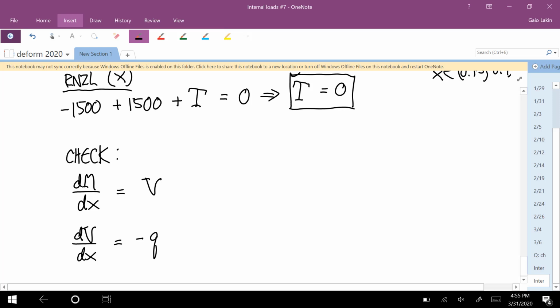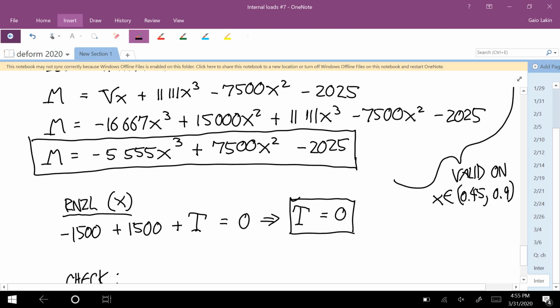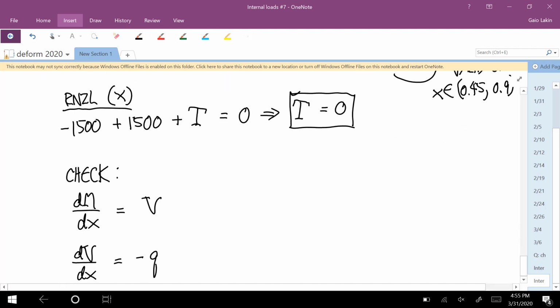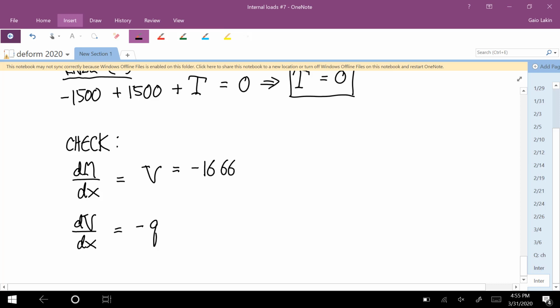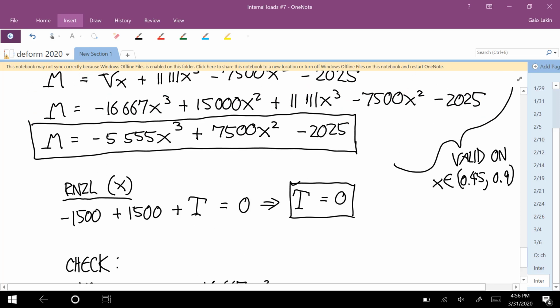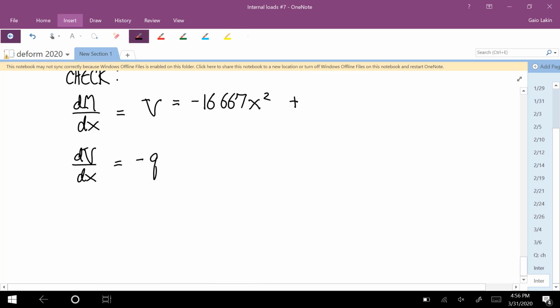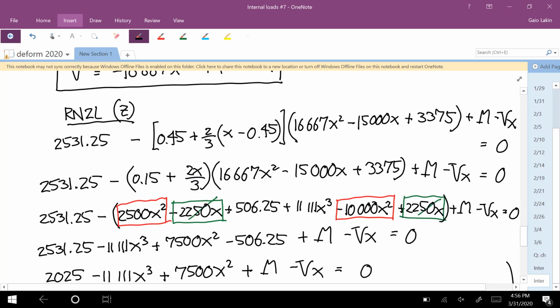Okay, so let's take the derivatives and see if it works out. dm dx, 3 times that is, okay, so negative 16,667 x squared plus 15,000x, and that is a constant. The derivative of that is 0. So now compare that to our v function. Yay, it worked.